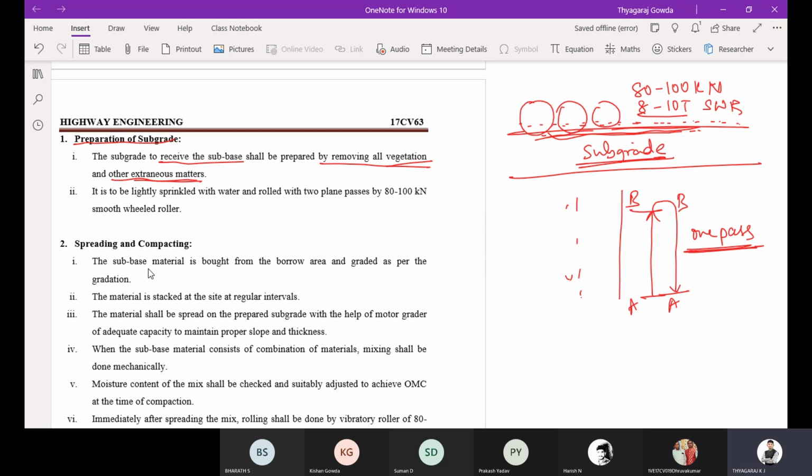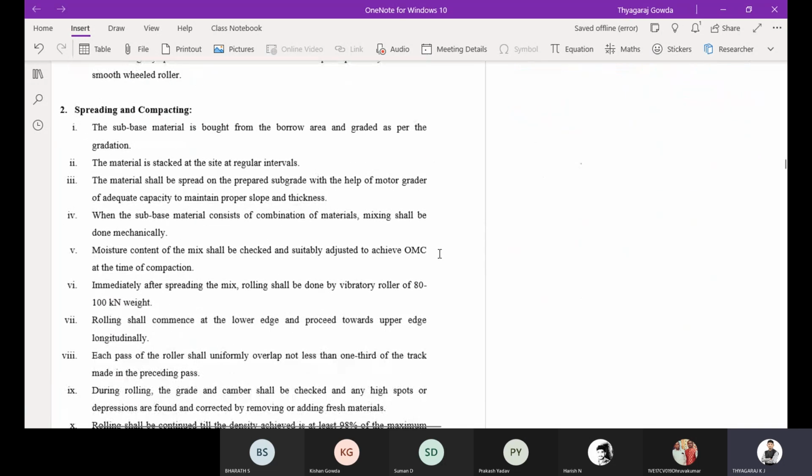Okay. Now you have prepared the subgrade by removing the extraneous matter, applying the water, and compacting using an 8 to 10 ton smooth wheel roller. Next thing is spreading and compaction. Here the entire thing is a little bit lengthy. That is spreading and compaction of the GSB layer.